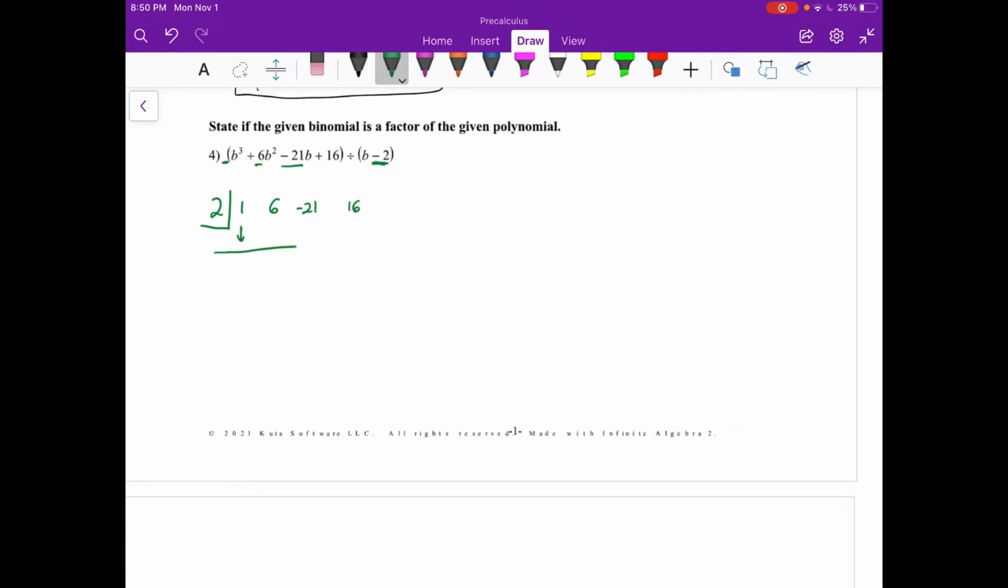We bring down just 1. 2 times 1 is 2. Add those, 8. 2 times 8 is 16. Negative 21 and 16 is negative 5. And that's negative 10, which gives us 6. This is not 0. So state if the given binomial is a factor. No. b minus 2 is not a factor of that polynomial.